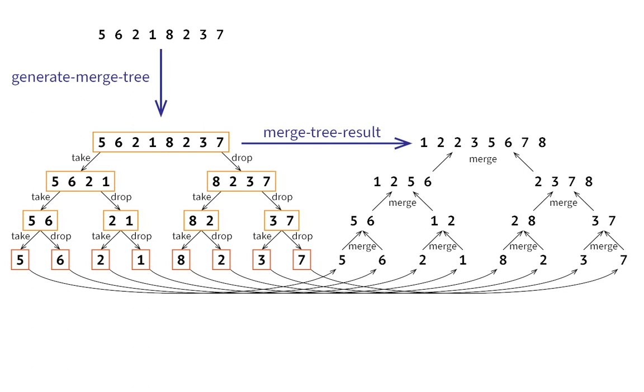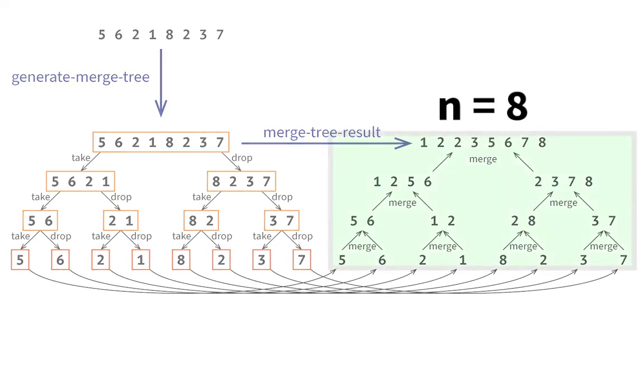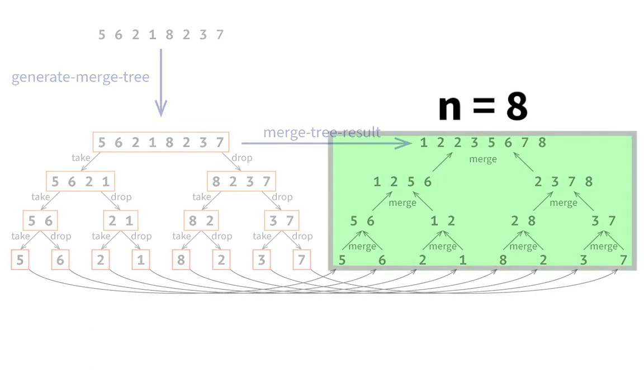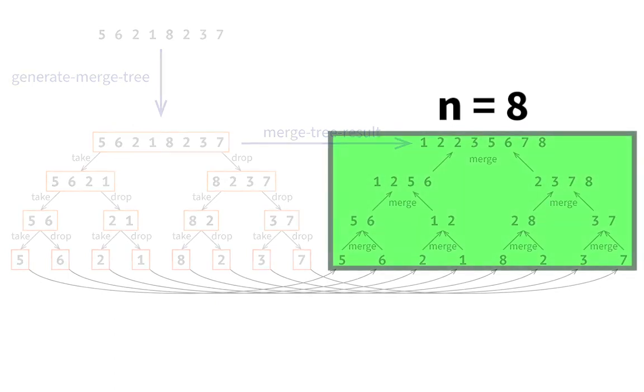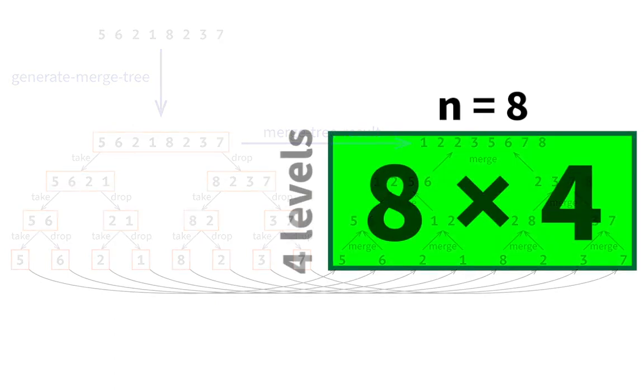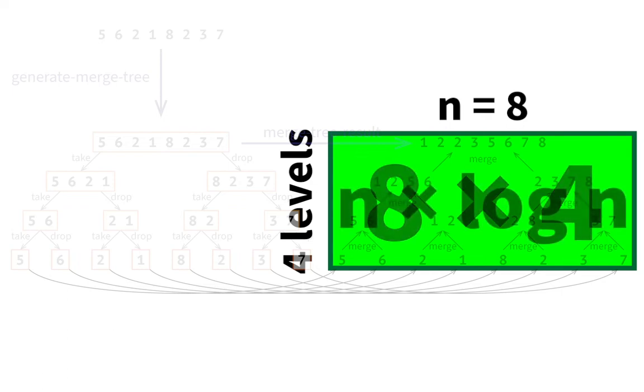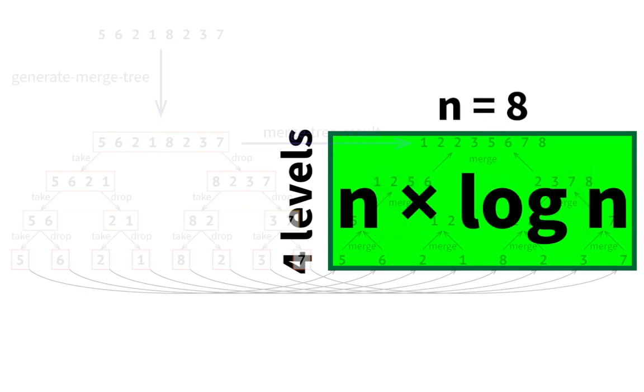sort. And here's why. The amount of intermediate result on each level is same as the length of the original input list. So if we use the letter N to mean the length of the original input list, then the total amount of intermediate result is N times how many levels there are. For example, here the decomposition is 4 levels deep. That's proportional to log N, the logarithm of N, it turns out. So the total amount of intermediate result is N times log N.